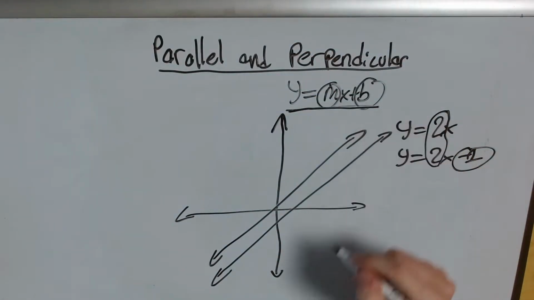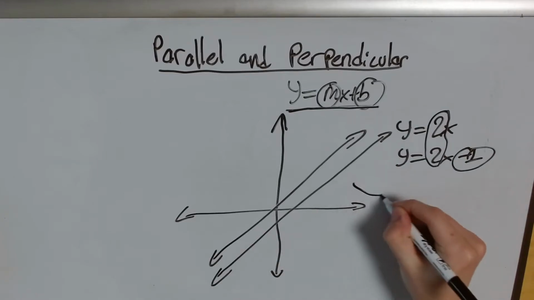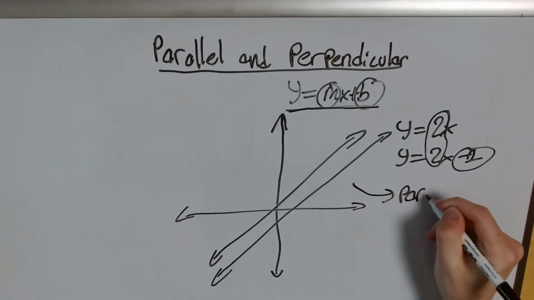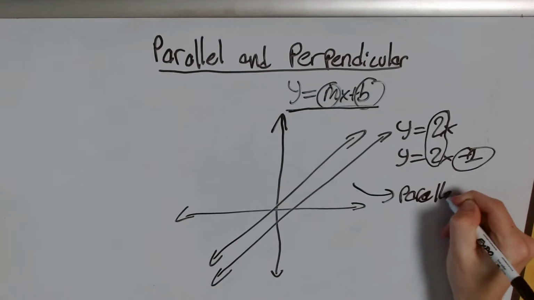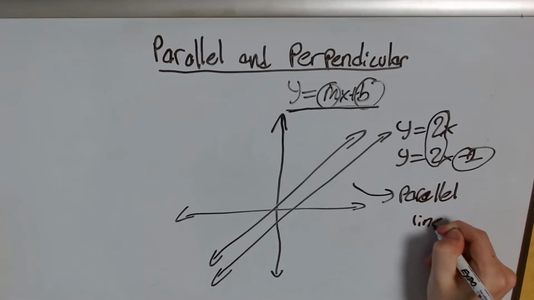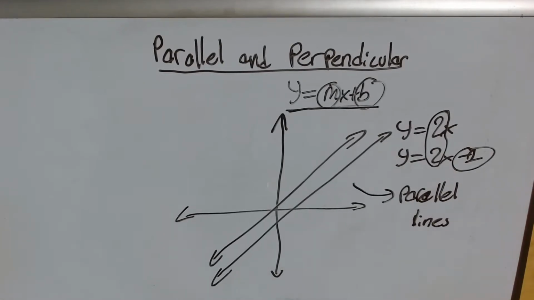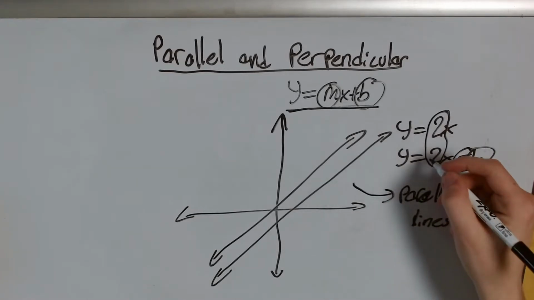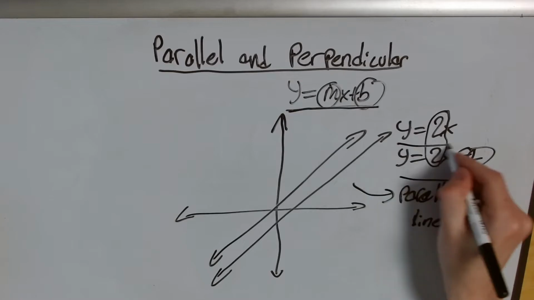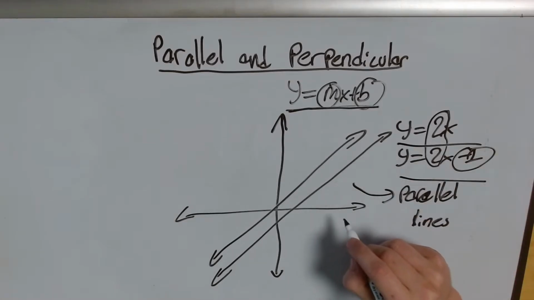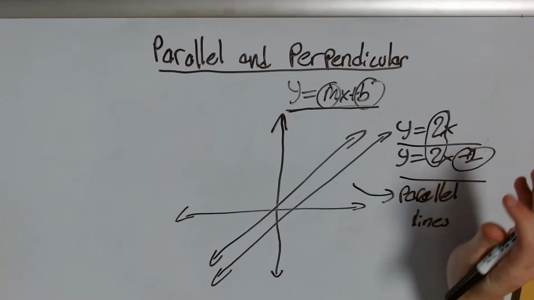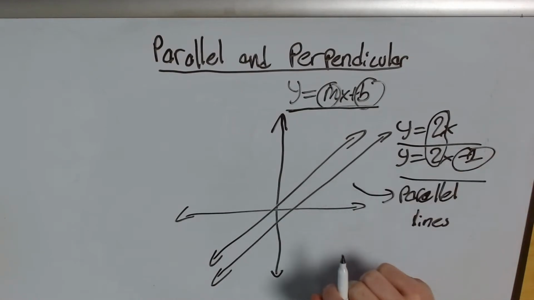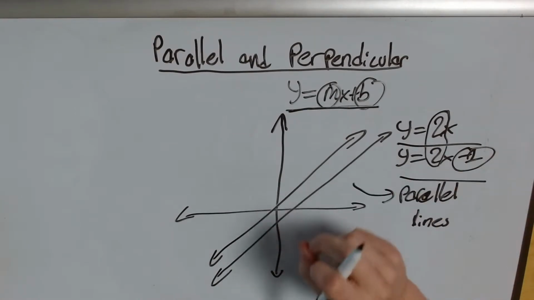So these lines will never intersect ever, and we call those parallel lines. Now, how do you find or spot parallel lines? It's all in the slopes. If two equations for lines have the same slope, that means they will be parallel, and that means they will never intersect.